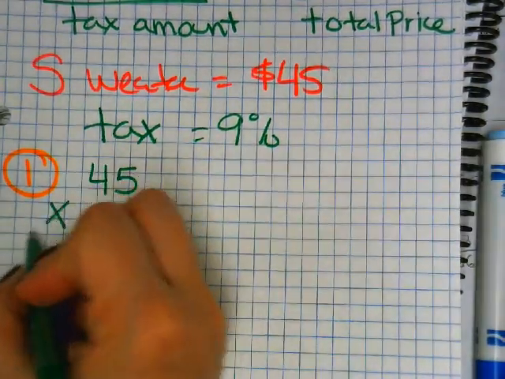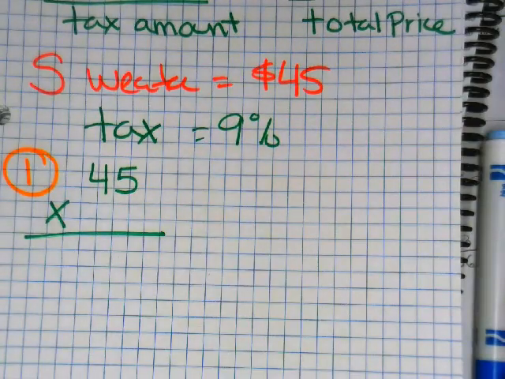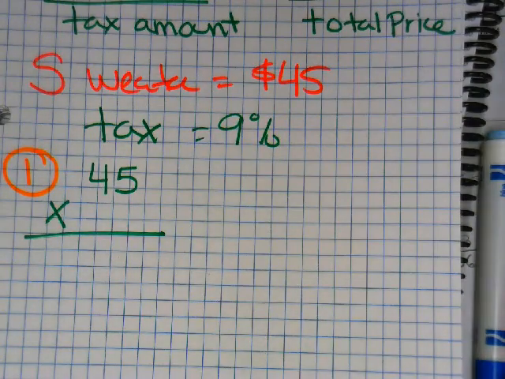45 times. Now this is tricky. A lot of kids mess up here. How do I write 9% as a decimal? 0.9? Point zero nine. Point zero nine.